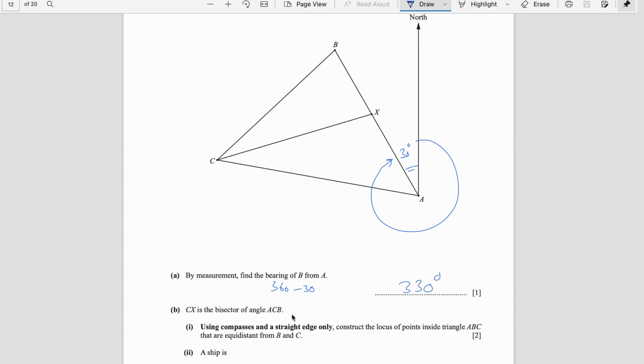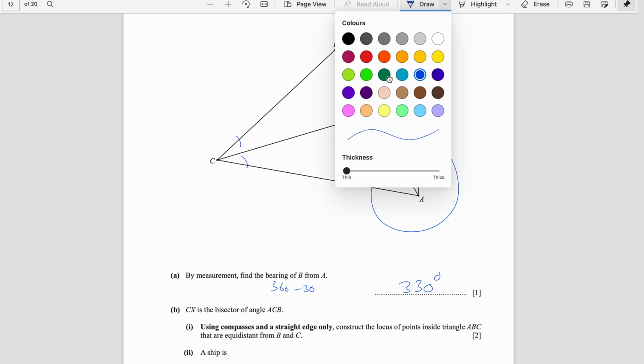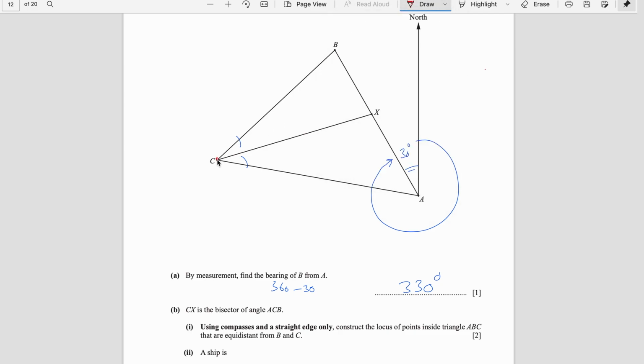Then it says CX is the bisector of angle ACB, making these two angles equal. Use a compass and straight edge only. Construct the locus of the points inside ABC that are equidistant from B and C. So we draw the perpendicular bisector of BC. Place the needle here, draw an arc on both sides, then lift your compass, place the needle here, draw an arc on both sides, and then draw a line through them. This is the perpendicular bisector.